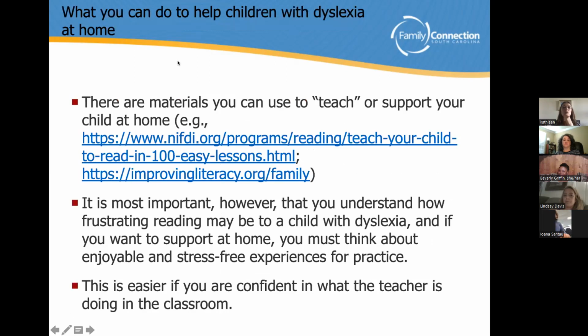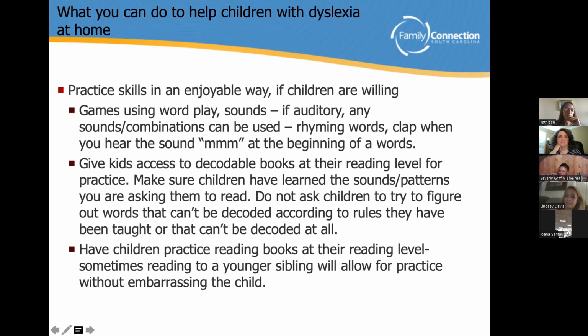All right, what can you do at home? I've put some links here. This is how to teach your child to read in 100 easy lessons, which, you know, if only, but it's a helpful setup too, and it's structured in a good way. And so here's some other sources for you if you want to go to them.